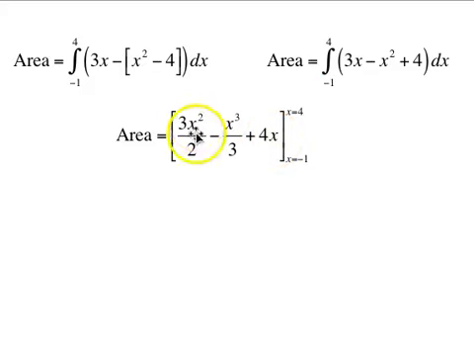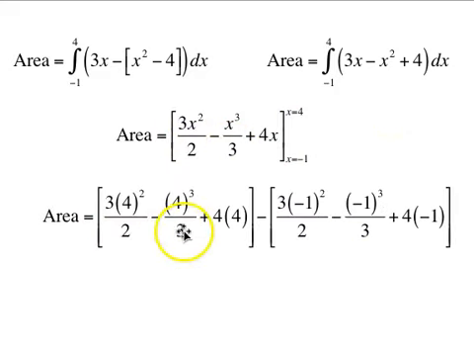Plugging in 4, 3 times 4 squared over 2 minus 4 cubed over 3 plus 4 times 4, as we'll see here. Plugging in -1 to all of this, 3 times (-1) squared over 2 minus (-1) cubed over 3 plus 4 times -1. All right, 4 squared is 16, times 3 is 48, divided by 2 is 24. 4 cubed is 64 over 3. 4 times 4 is 16.